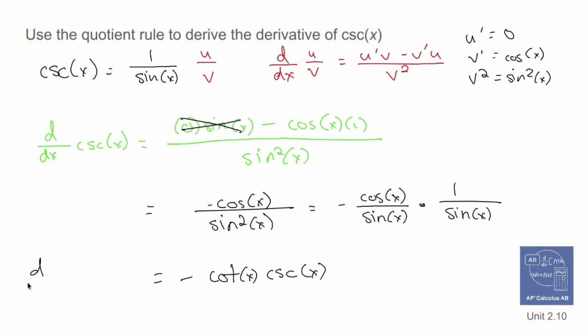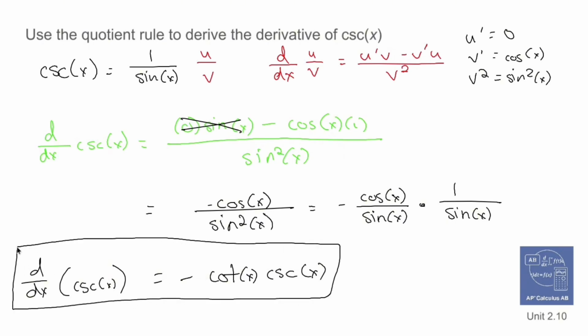So at the end of the day, we could say that the derivative of cosecant x is going to be negative cotangent x times cosecant x. And some professors or teachers might have it backwards. They might say negative cosecant x cotangent x, but it's all good. It's all the same. But we did that using the quotient rule, and boy, was that fun.